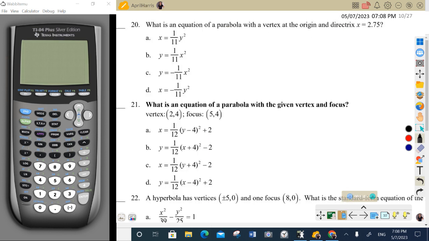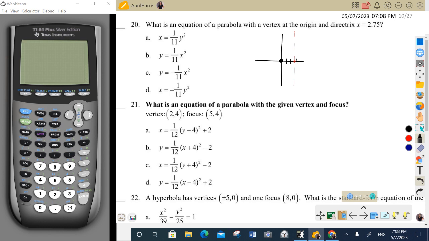All right, 20. What is an equation of a parabola with a vertex at the origin and a directrix of x equals 2.75? So we got a vertex at the origin. So this parabola could open up, down, left, or right. The directrix is x equals 2.75. Well, 1, 2, 3. So if I go over here to x equals 2.75 and I have to draw a line through that, the line would be vertical.